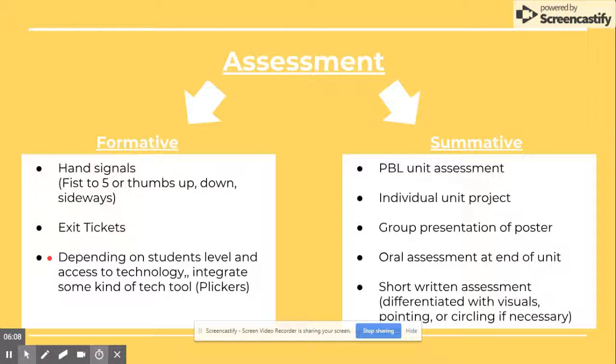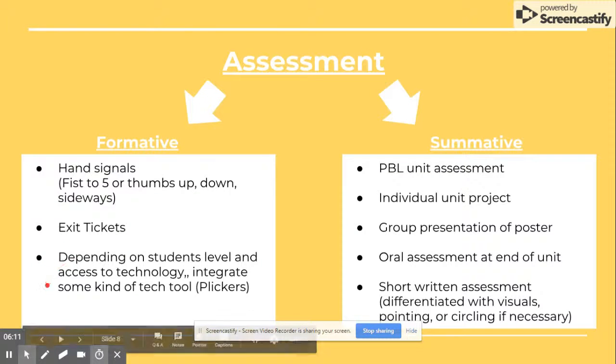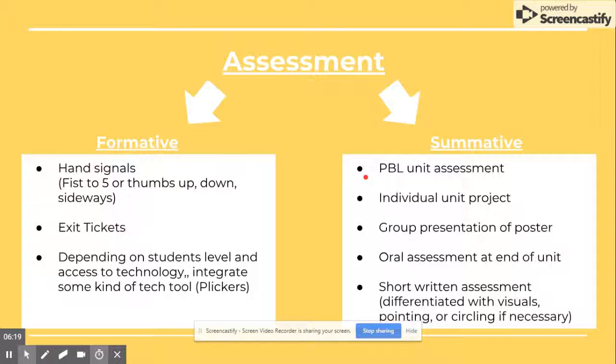And depending on their level, this is not something I can do right now, but I'd like to use a tech tool such as Plickers to do a formative assessment. For a summative assessment, I'd like to do group projects where they show their knowledge of numbers, maybe a group presentation of a poster that is something to do with numbers. I found a great activity about designing a parade where they put sets and sequence them. So that is something that would be really interesting for them to do and show their artistic capabilities.